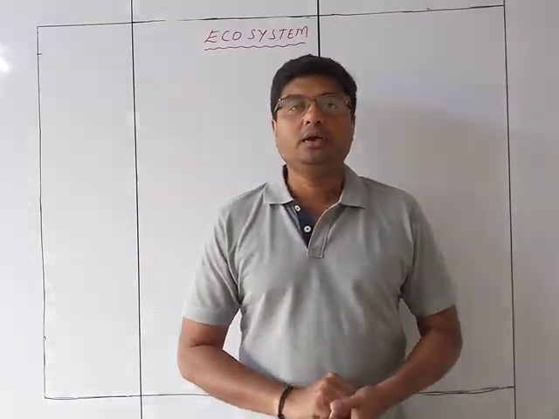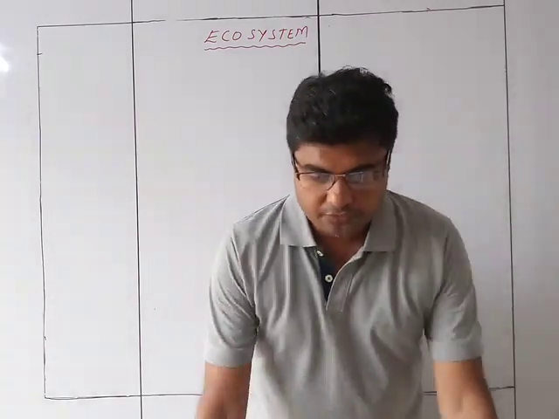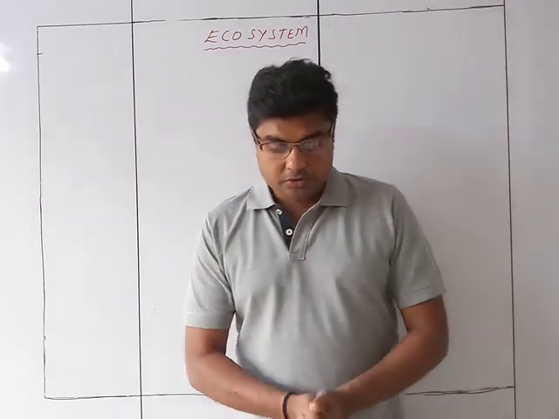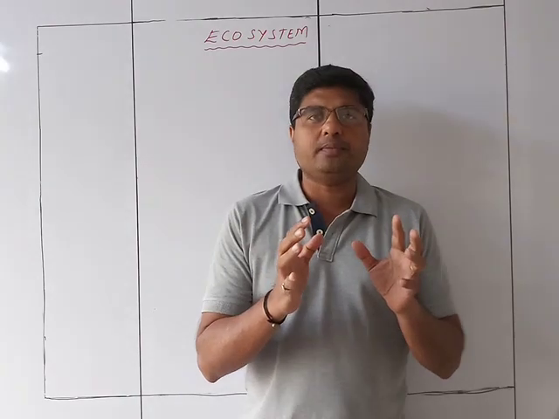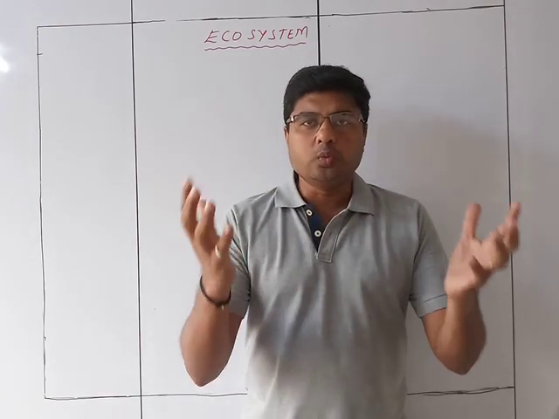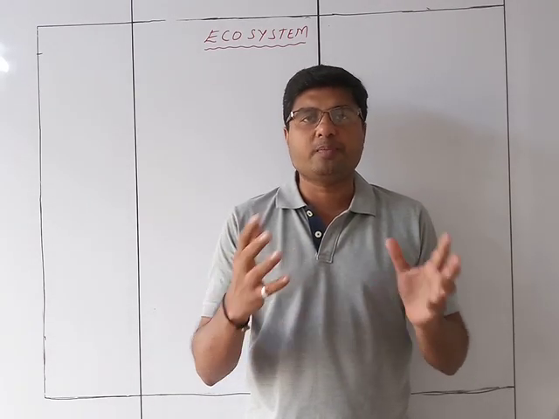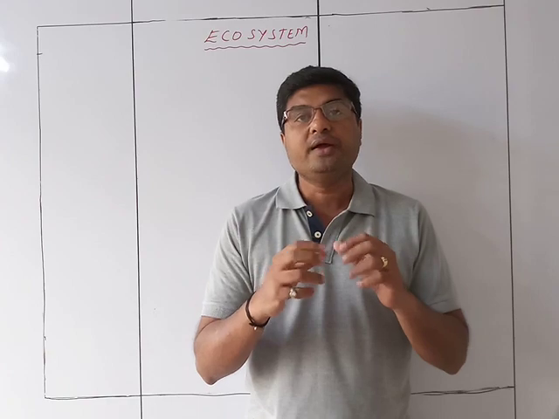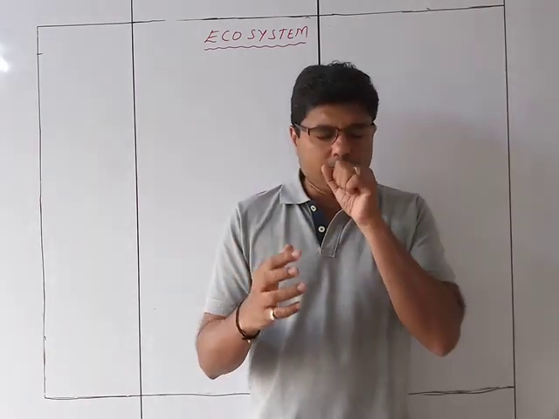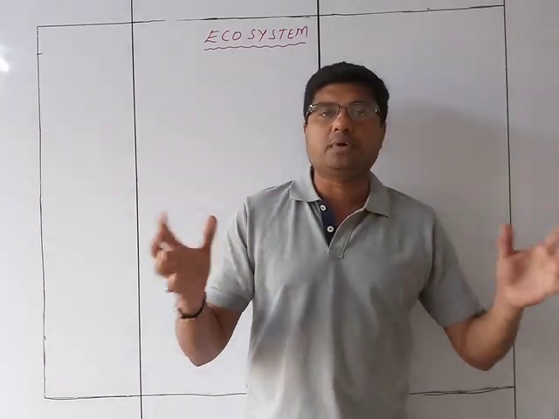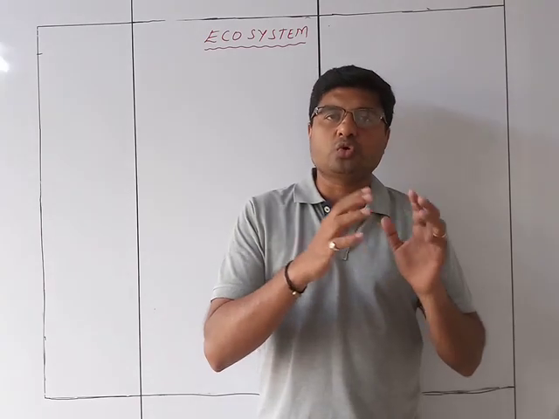Today we will learn something about the chapter ecosystem from bio. When we talk about ecosystem, if you see the whole world, it has a variety of different organisms, a variety of different places, and a variety of different environmental conditions. Like if you go towards the extreme north, you will find snow-capped mountains, ice everywhere, and it is so cold out there.